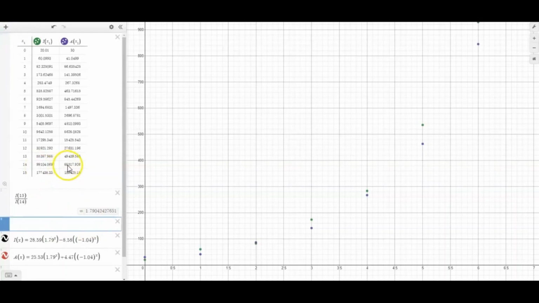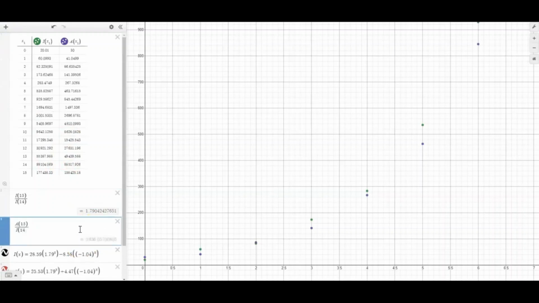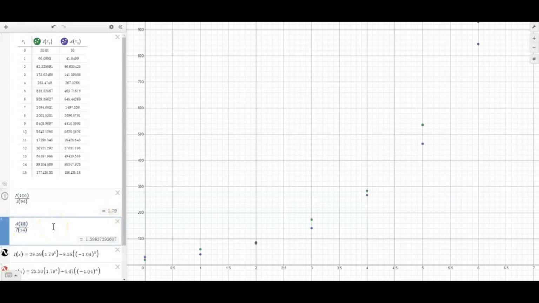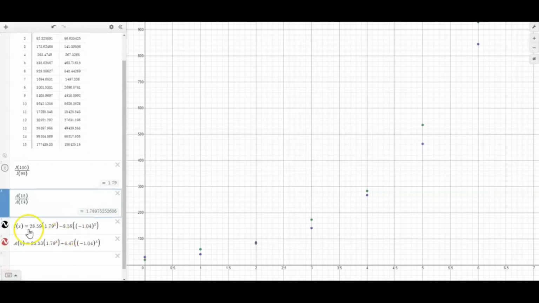And also, if I look at a of 15 divided by a of 14, now that's not quite at the 179% yet, but if I start to make these bigger components in time, like I of 100 divided by I of 99, you can see there's our factor of 1.79. Oh, you know what? I divided the wrong values here. This should have been a of 14, and it's there, 1.79. So the growth rate, that first term in these two expressions, is taking over rapidly. This second term rapidly becomes negligible.